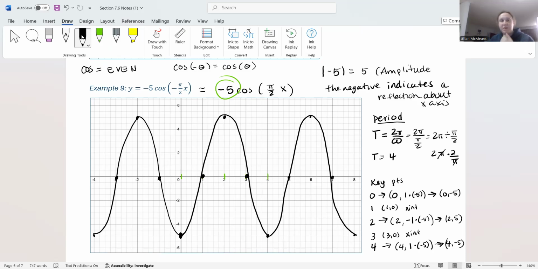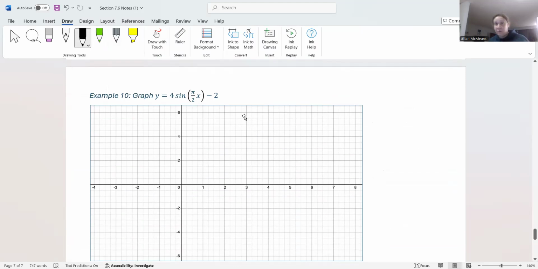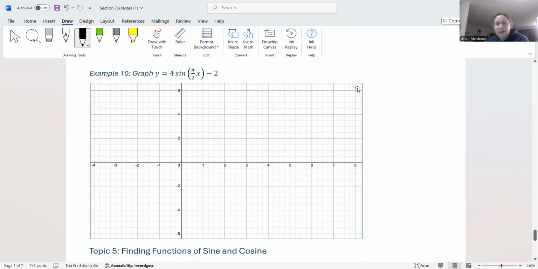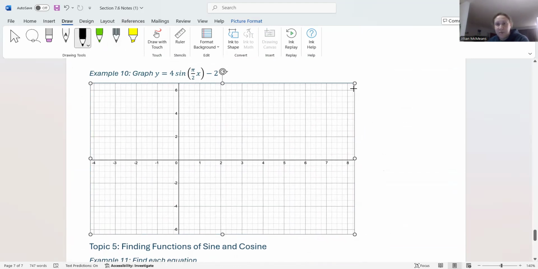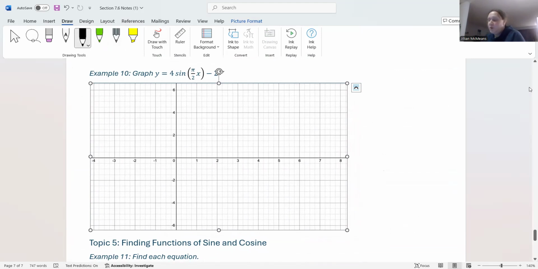Okay, so that would be the graph of -5 cosine pi over 2x. Okay, let's do one more graph and then we're going to look at a graph and come up with an equation. So again, I didn't give us a ton of room here, so I really am genuinely sorry about that. Okay, so I'm going to shrink it for myself so I have a little bit more room. Okay, so what do we have going on here?